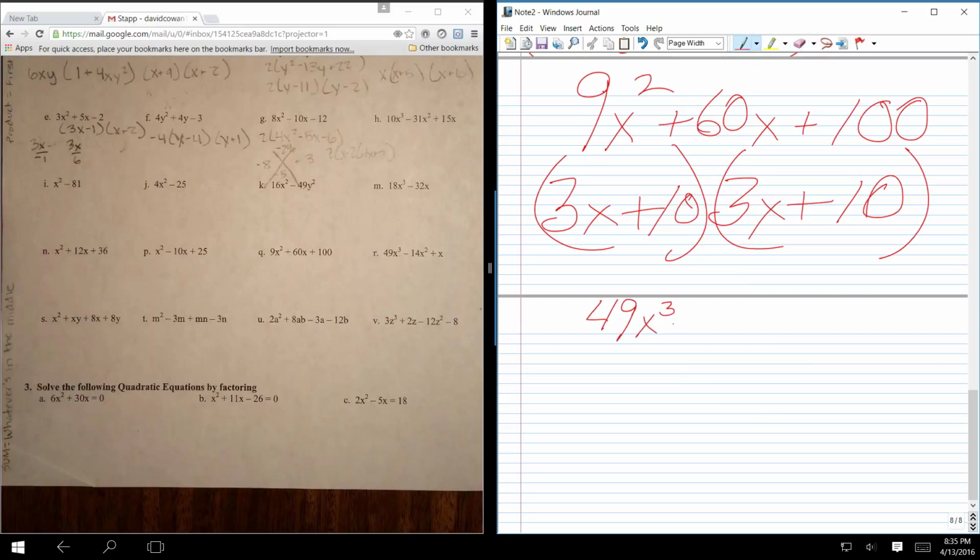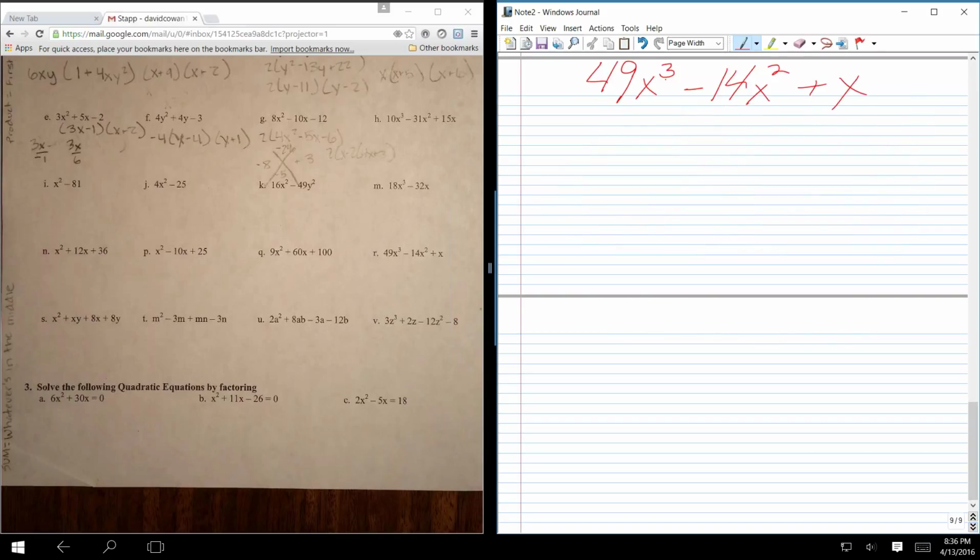49x cubed. Now, the moment we see a cubed, be aware that we're probably going to be able to factor an x out. They have not taught you how to do cubics, and trust me, doing cubics is not easy. But once you can reduce it to a quadratic, it is easy. So what's the greatest common factor I can factor out of that? 7? Well, no, because 7 doesn't go into x. Just x, because x goes into every term evenly.